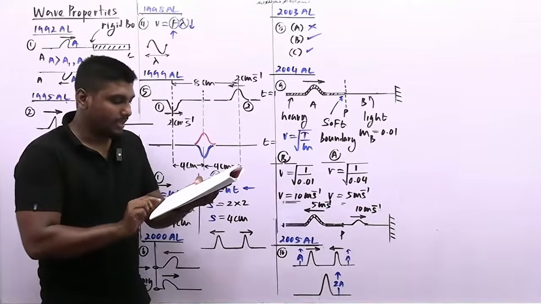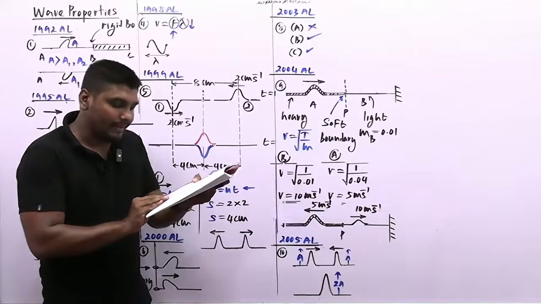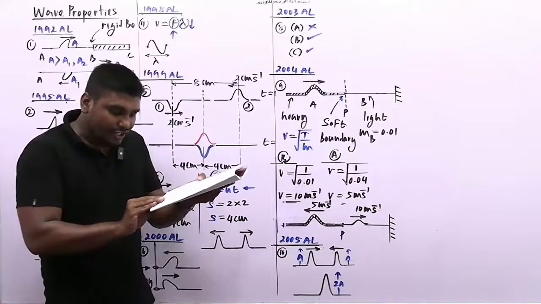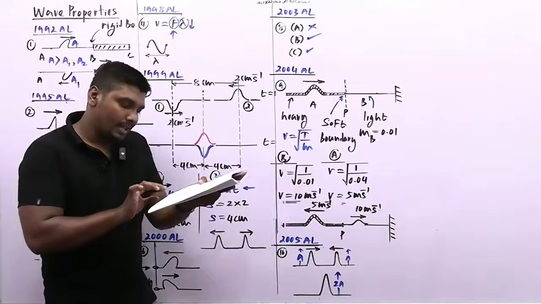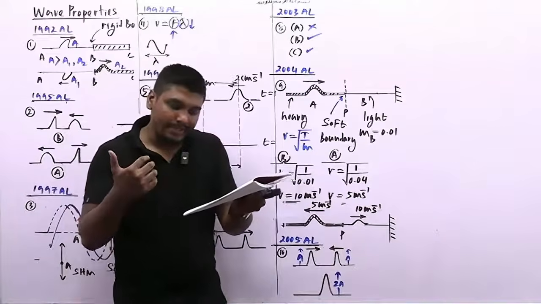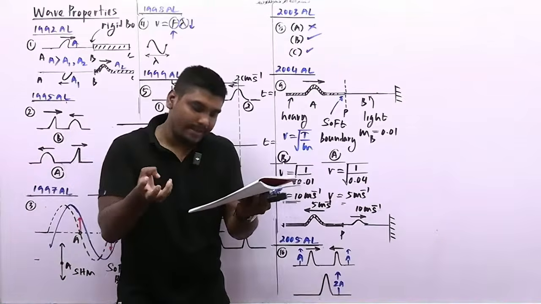Very simple question. 11. As a mechanical wave propagates in a medium, the energy of the wave dissipates gradually. Right? As a mechanical wave propagates in a medium, the energy of the wave dissipates gradually.